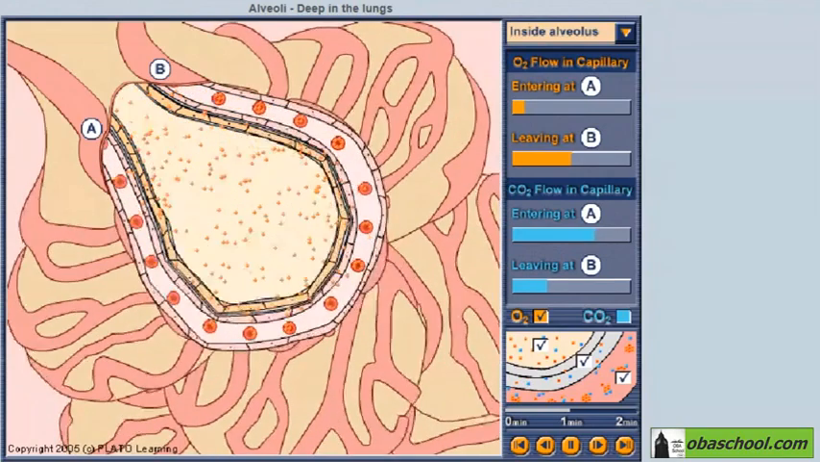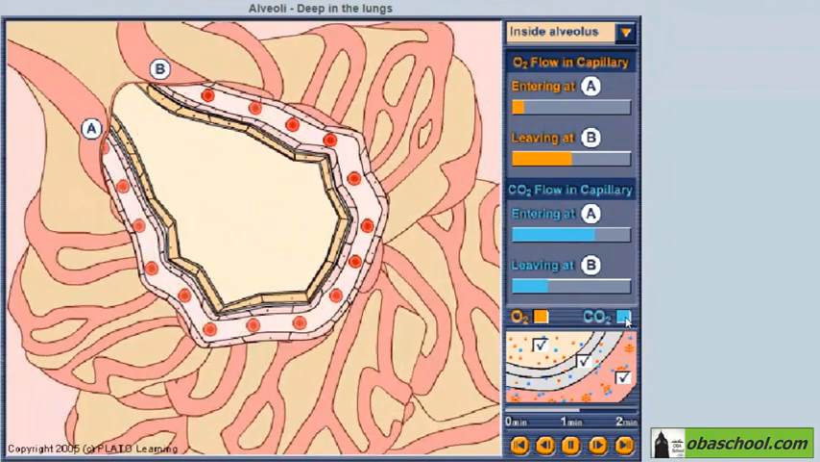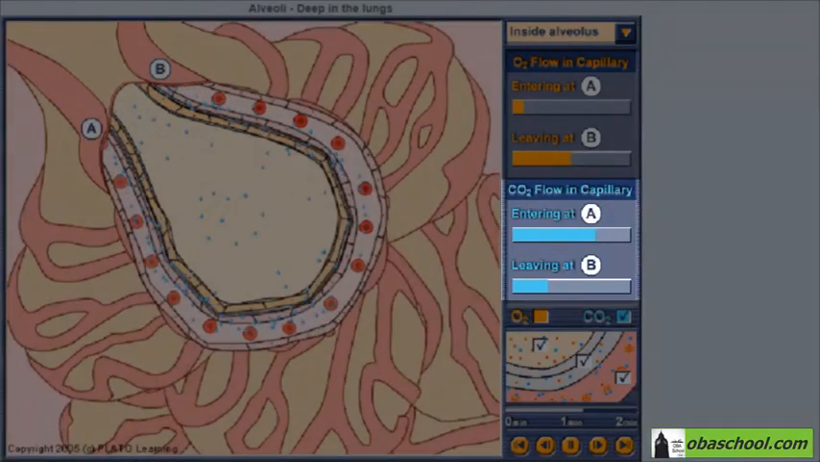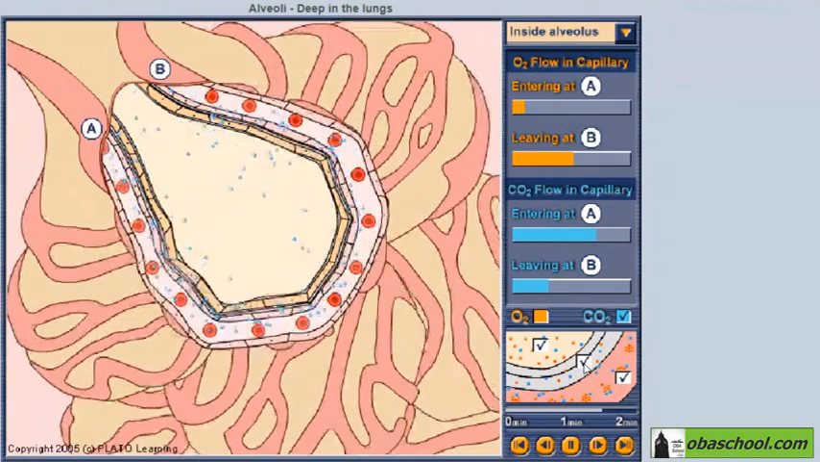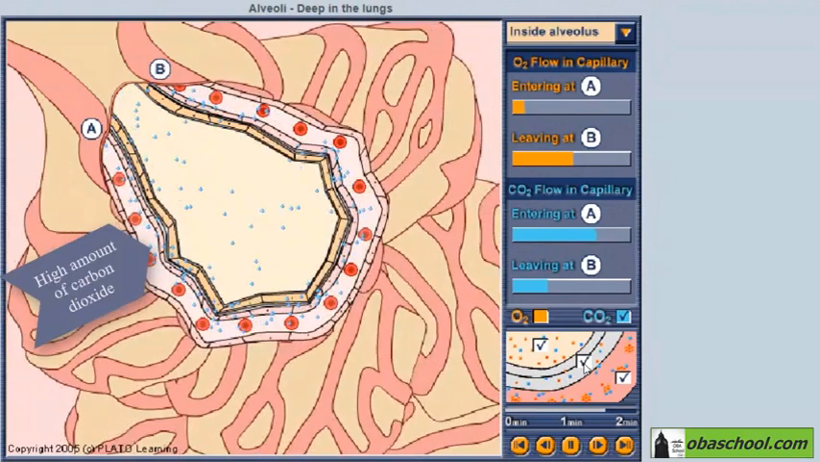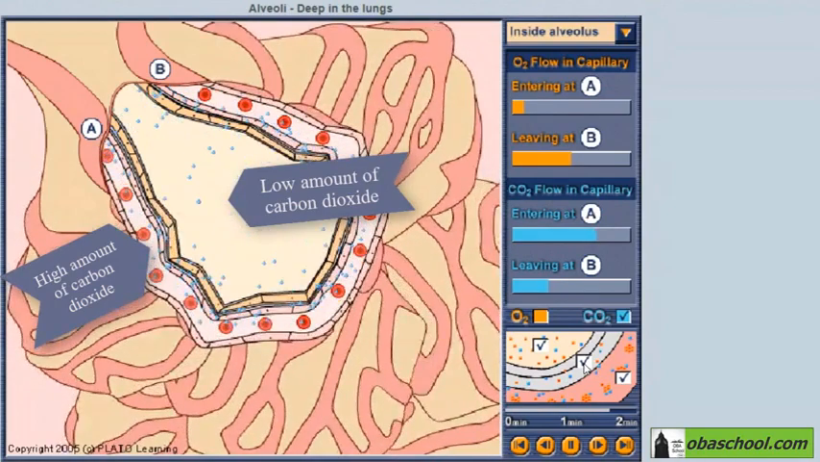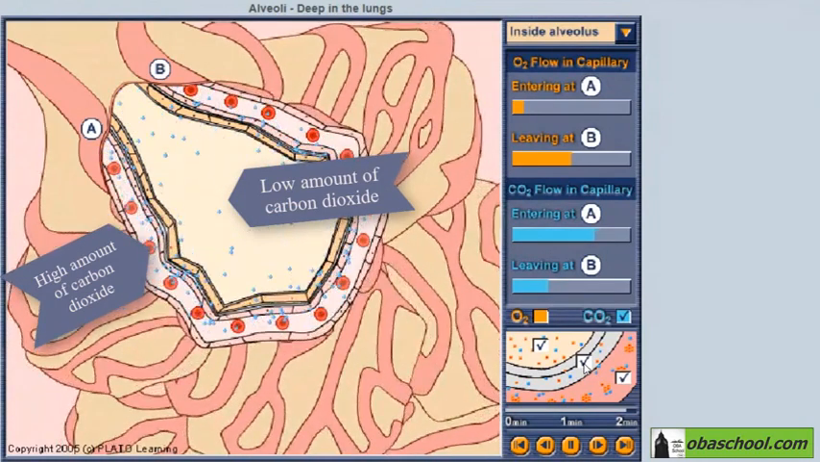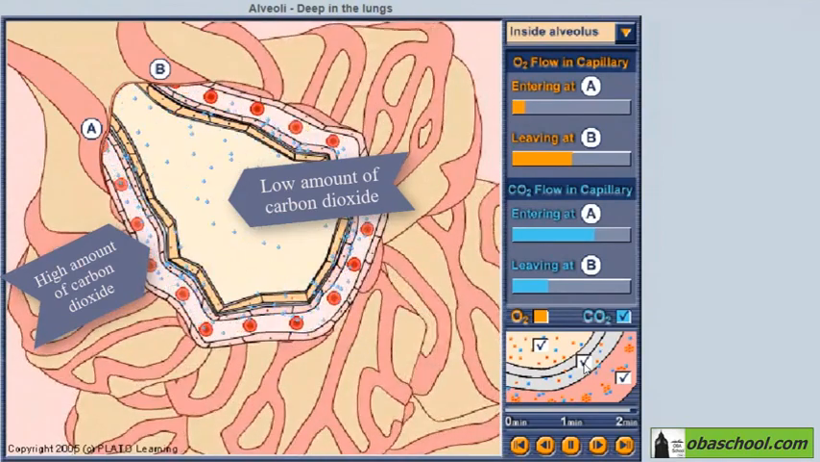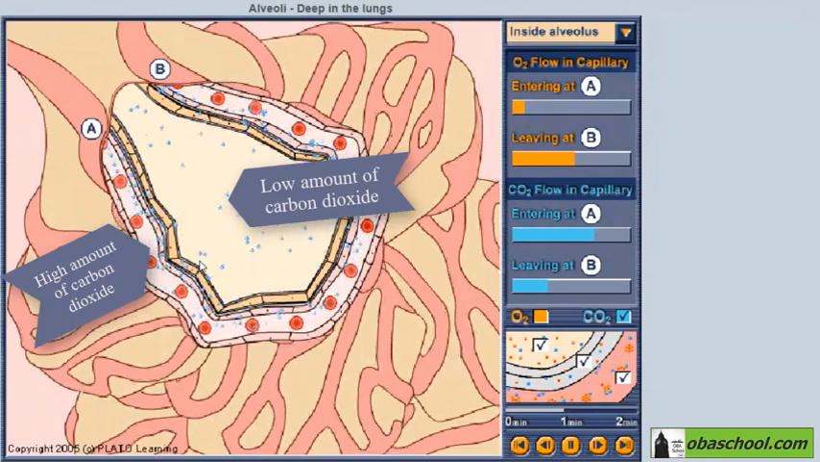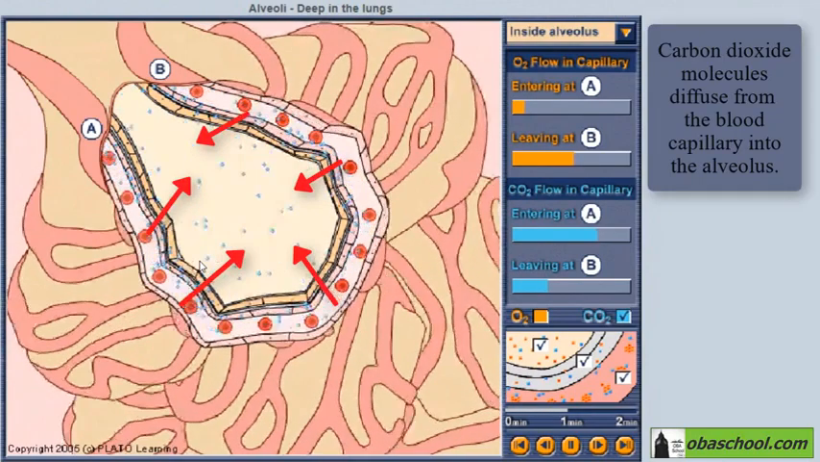Is it the same for carbon dioxide gas? Let's find out. The carbon dioxide has the blue color. As you can see, the carbon dioxide molecules are present in larger amount in the blood entering at point A than that present in the alveolus. So the carbon dioxide is found in large quantities in the blood capillaries compared to the alveolus, which means that the carbon dioxide molecules are going to diffuse from the blood capillary into the alveolus.